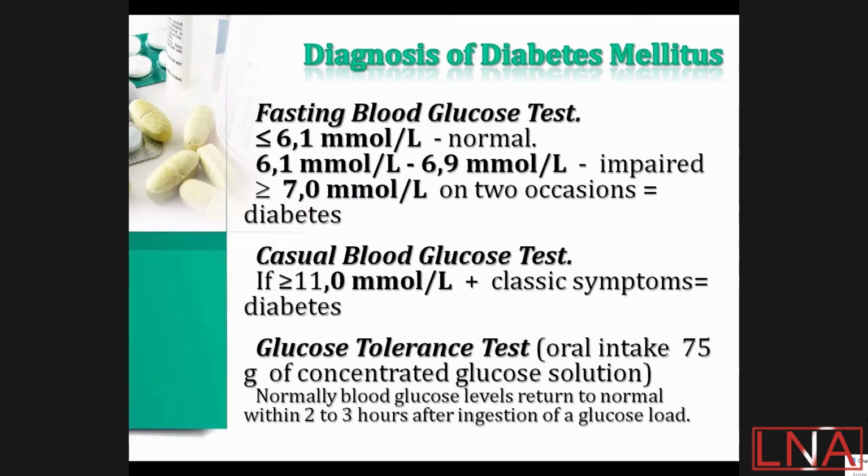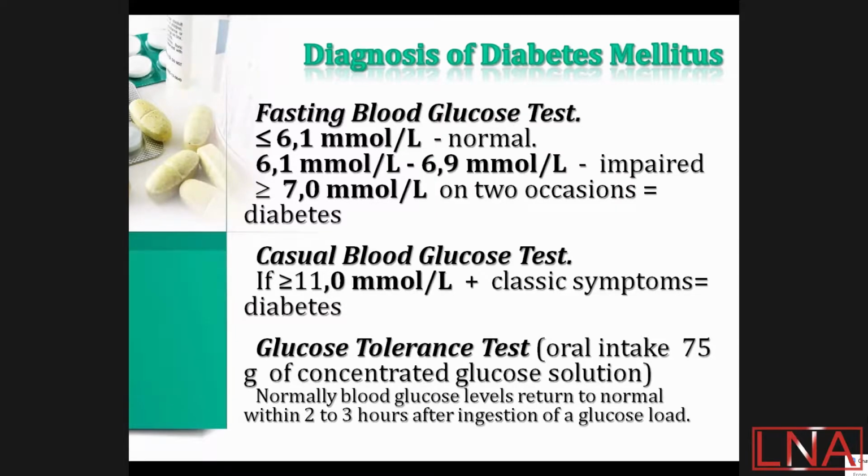The main thing is the blood glucose test. And there are a few types of tests. The fasting blood glucose test shows you the amount of glucose in a specific volume of blood. If it is less than 6 or 6.1, it's normal. If it is 6.1 to 6.9, or you may say from 6 to 7, it's easy to remember, it's impaired. But if it is more than 7 millimole per liter, it might be diabetes. Casual blood glucose test: if there is 11 millimole per liter plus all the symptoms, you may also be sure it's diabetes.